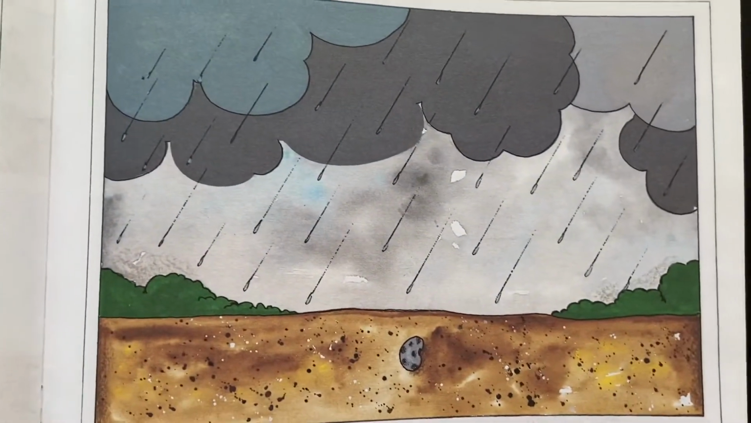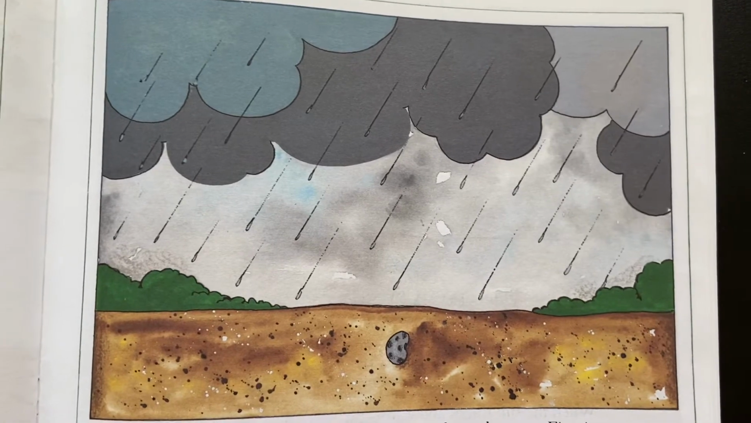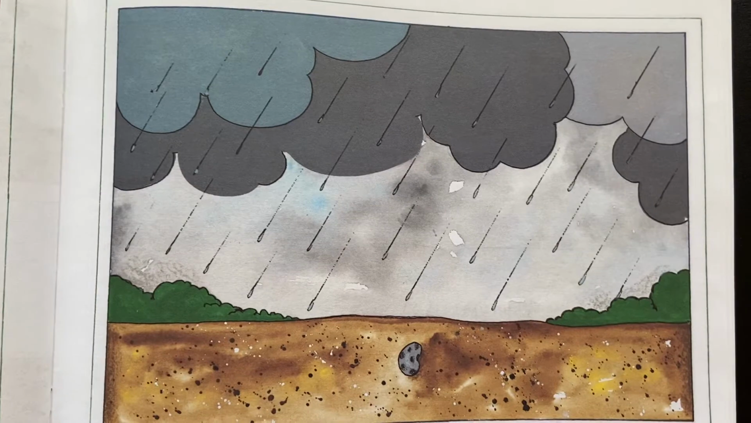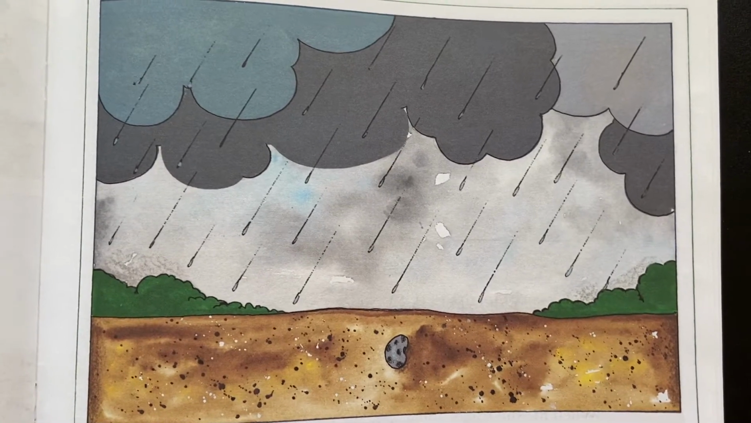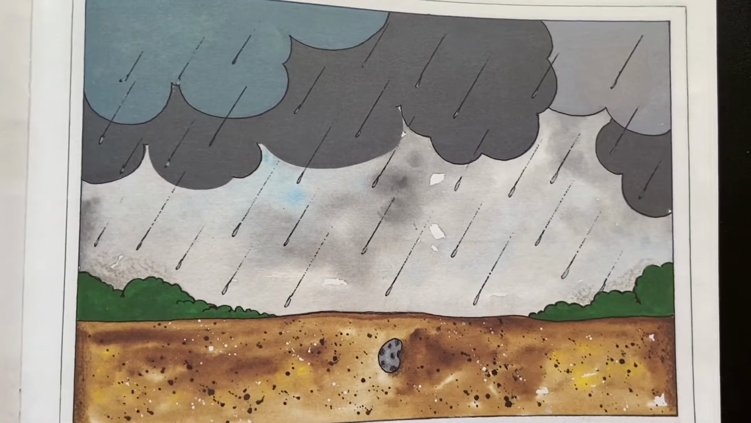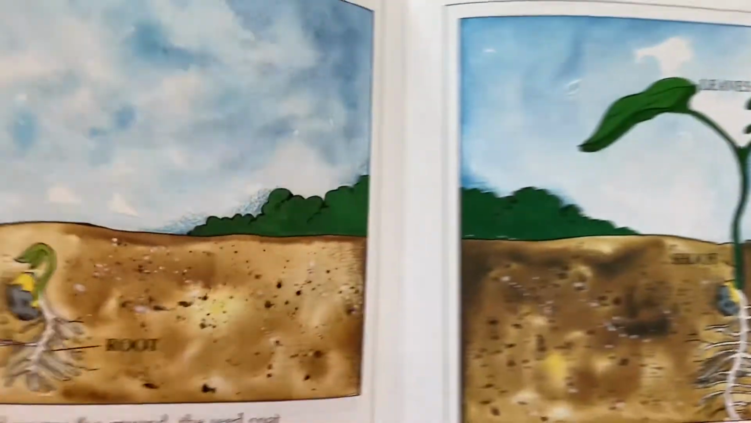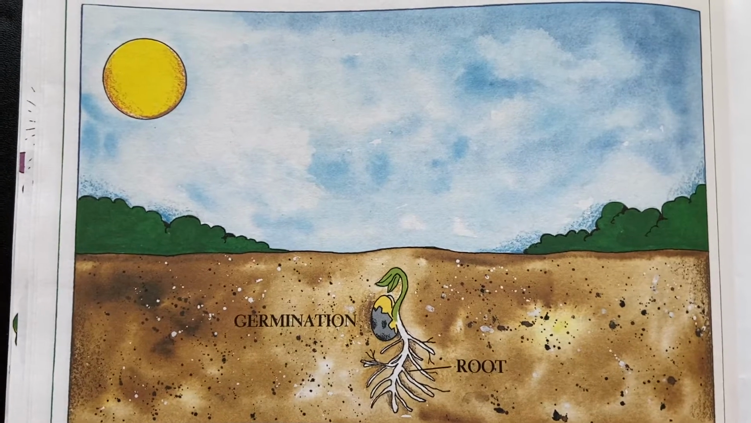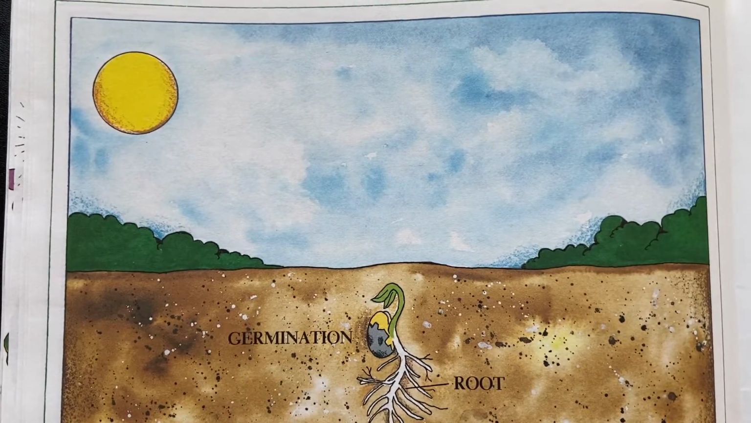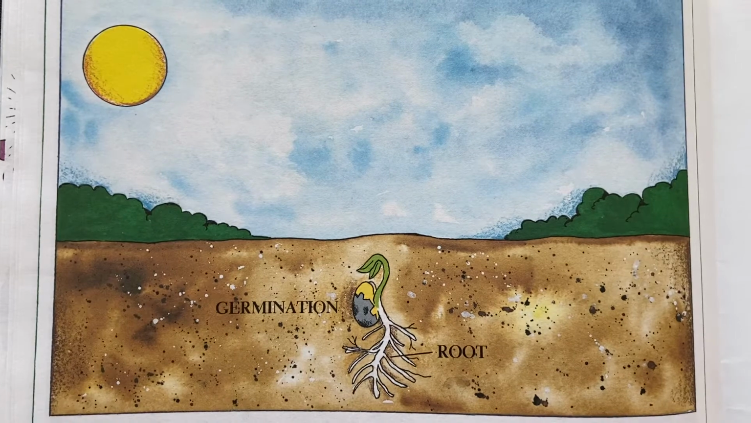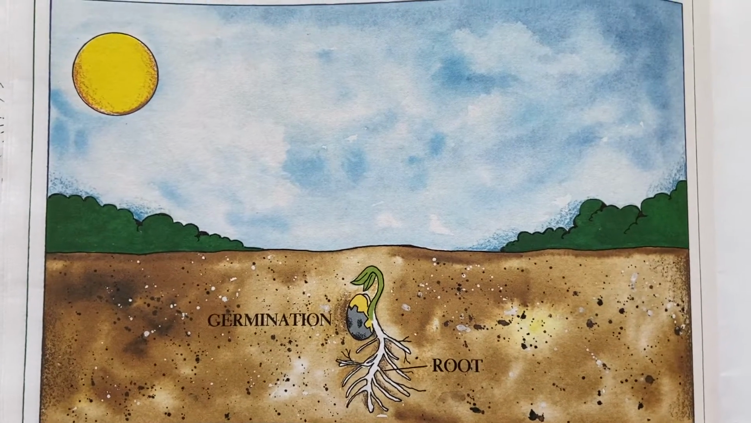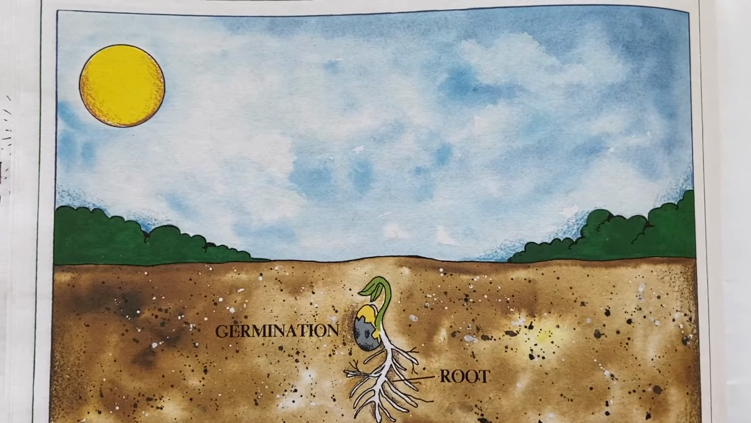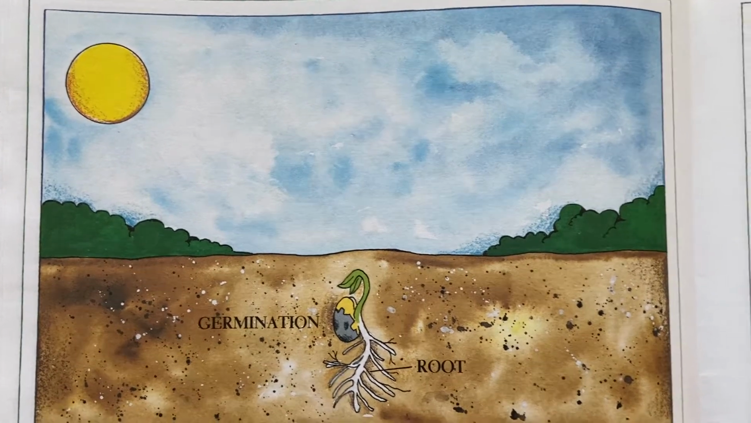A seed will not sprout until certain things happen. First, it must be on or in the soil. Then it needs to rain to soak the seed and soften its seed coat. When the sun shines and warms the ground, the seed coat breaks open and the seed begins to grow. This is called germination. A root grows down into the soil. The root takes in water and minerals from the soil for food.